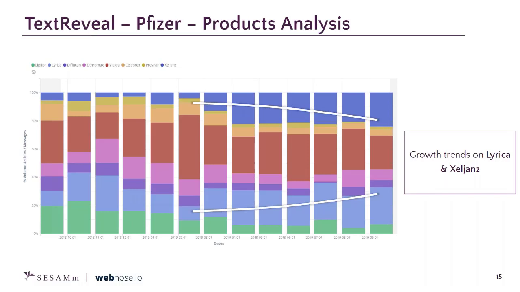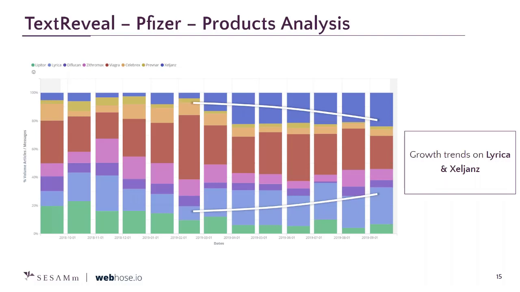A typical use case is taking a look at American consumer blogs and identifying concepts related, for example, to side effects on a specific drug. If you identify a very high growth of mention of side effect on a specific drug, that could be a very, very bad sign for that specific drug. So we see two interesting trends here on Lyrica and Xeljanz.